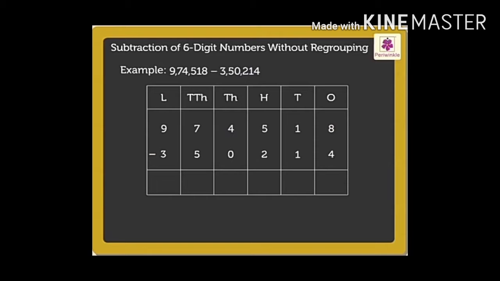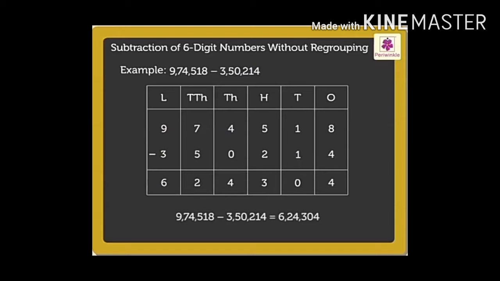Now begin with the ones place. 8 minus 4, 4. 1 minus 1, 0. Now hundreds place. 5 minus 2, 3. Now next, 4 minus 0, 4 itself. 7 minus 5, 2. Now 9 minus 3, 6.